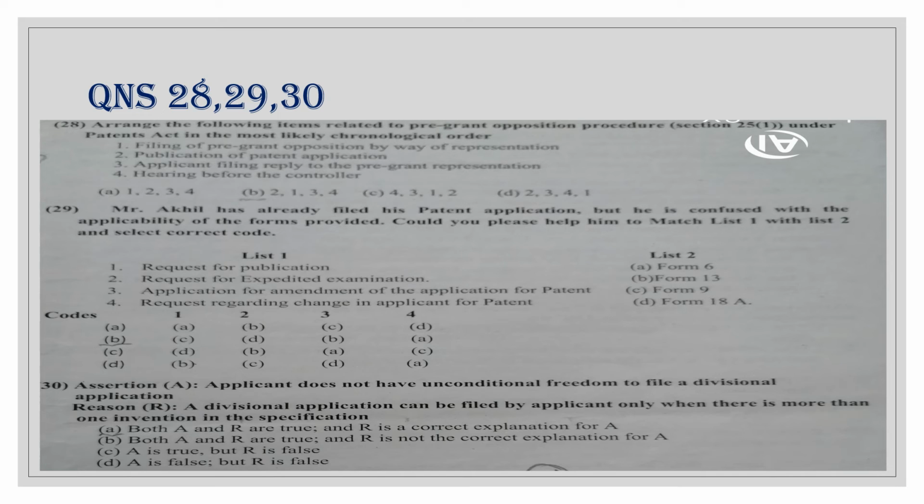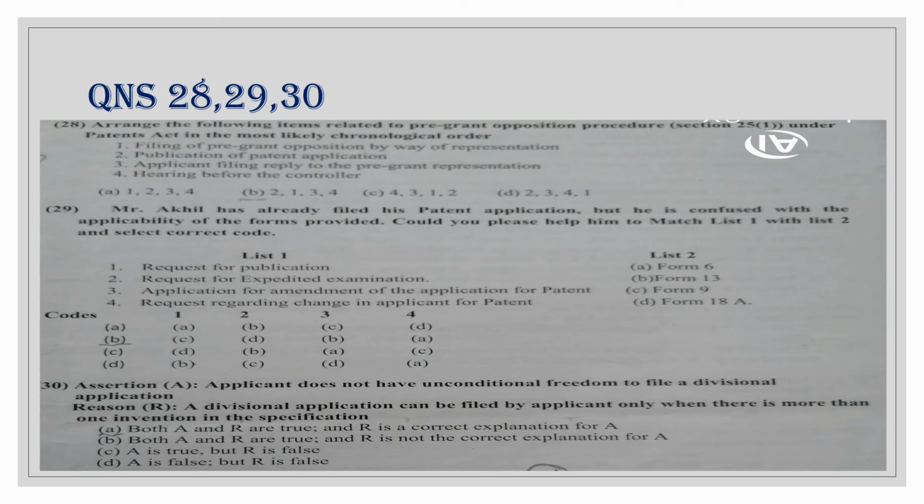Now, question number 28. Arrange the following items related to pre-grant opposition procedure, section 25, subsection 1, under Patents Act in the most likely chronological order.